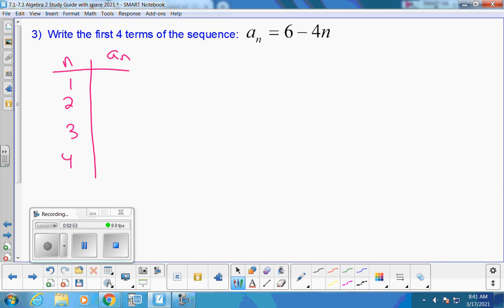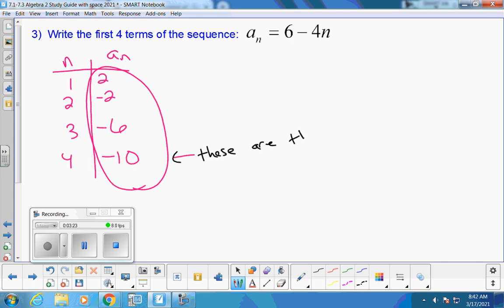6 minus 4 times 1, that would be 2. 6 minus 4 times 2, so 6 minus 8, negative 2. 6 minus 4 times 3, so 6 minus 12. And 6 minus 4 times 4, so 6 minus 16. Good. And these are the actual terms themselves. These are the terms. These are just the domain that helps me get my range.